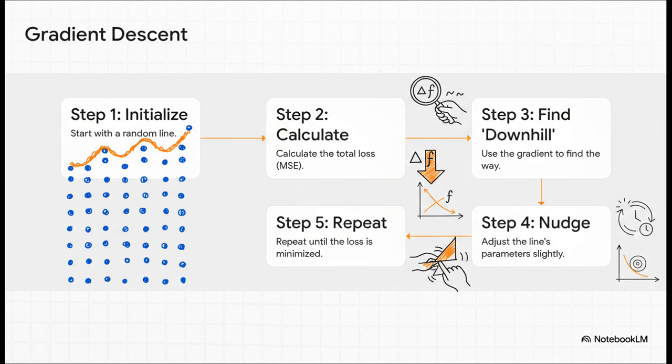It starts with just a totally random line. Then it calculates its loss score. How bad is it? Step 3, it uses a little bit of calculus, that's the gradient part, to figure out which way is downhill. Basically, how should I change the line to make the score a little bit better? Then it just nudges the line's parameters a tiny bit in that direction. And then it just repeats over and over and over again, millions of times, until it gets to a point where it just can't go any lower. That whole cycle, that is what training a model is.